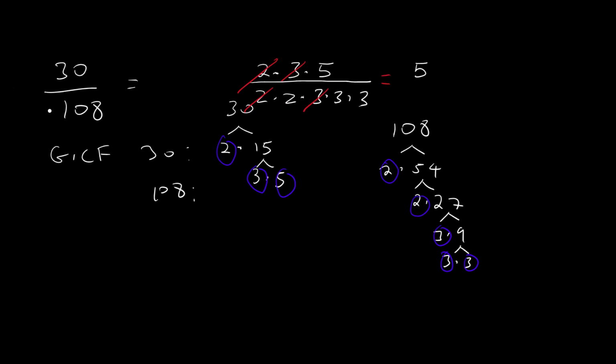That's the only number left. And then we will have 2 times 3 is 6, and 6 times 3 will be 18. All right, we simplified this fraction. 30 over 108 simplified to its lowest term is 5 over 18. Using this method here, called the tree method, can be easier when you deal with bigger numbers.